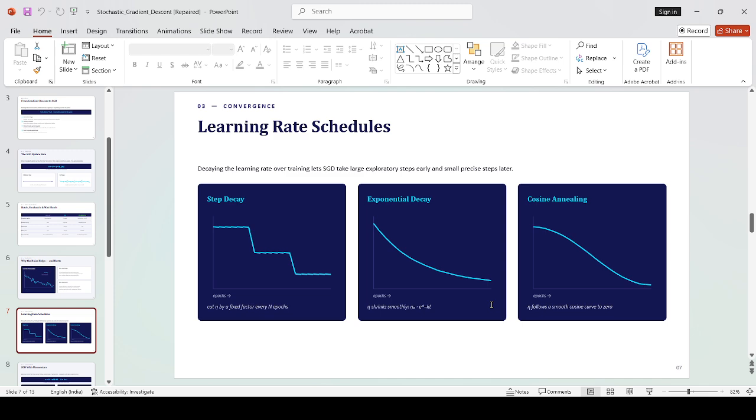This slide shows three common learning rate schedules. The first is step decay, where the learning rate decreases after a fixed number of epochs. The second is exponential decay, where the learning rate decreases smoothly over time. The third is cosine annealing, where the learning rate follows a cosine shaped curve and gradually approaches zero. These schedules improve convergence and help produce better performing models.